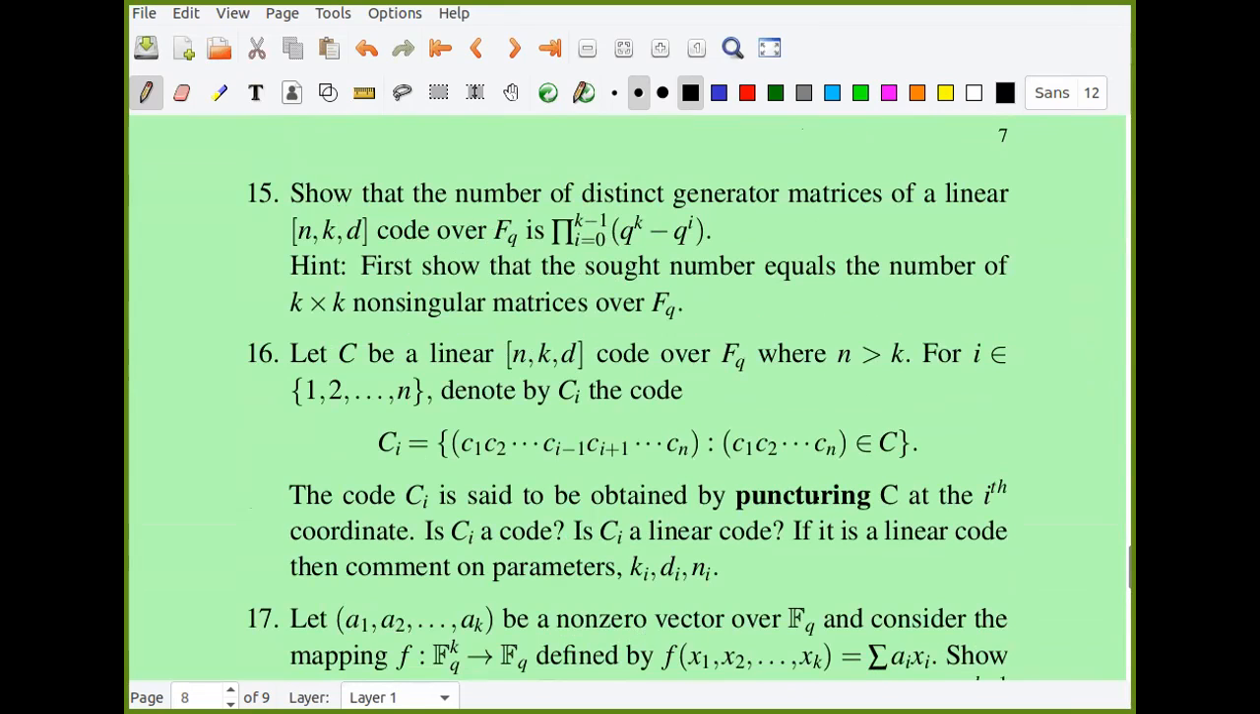So this is the question Mehak asked, right? The generator matrix is not unique. It need not always be in systematic form. But now, how many generator matrices are possible? So I have an [n, k, d] code over F_q. How many generator matrices are possible? Is the question clear?